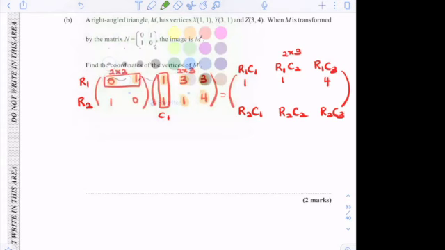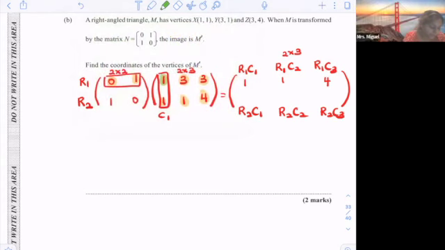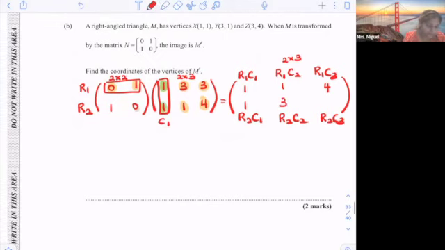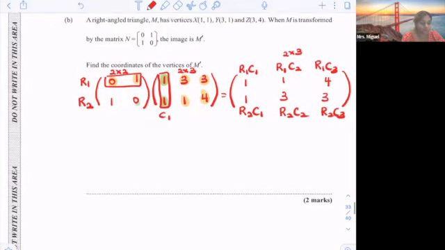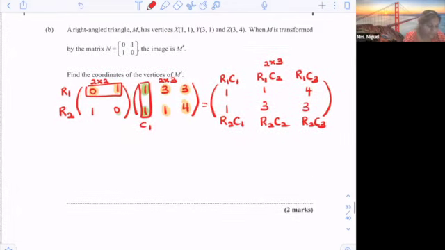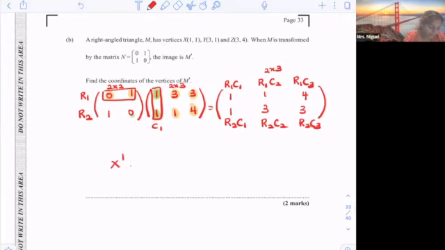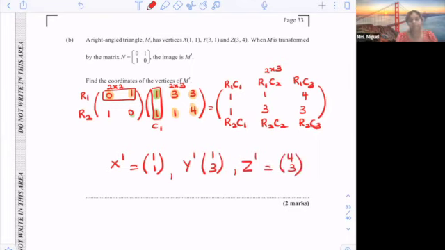Then we have 1 by 1 and 0 by 1. This is 1. Then 1 by 3 plus 0 by 1. This will give me 3. Plus 1 by 3, 0 by 3. So the vertices of X prime, 1, 1. The vertices of Y prime, 1, 3. The vertices of Z prime, 4, 3. Do you all see that?